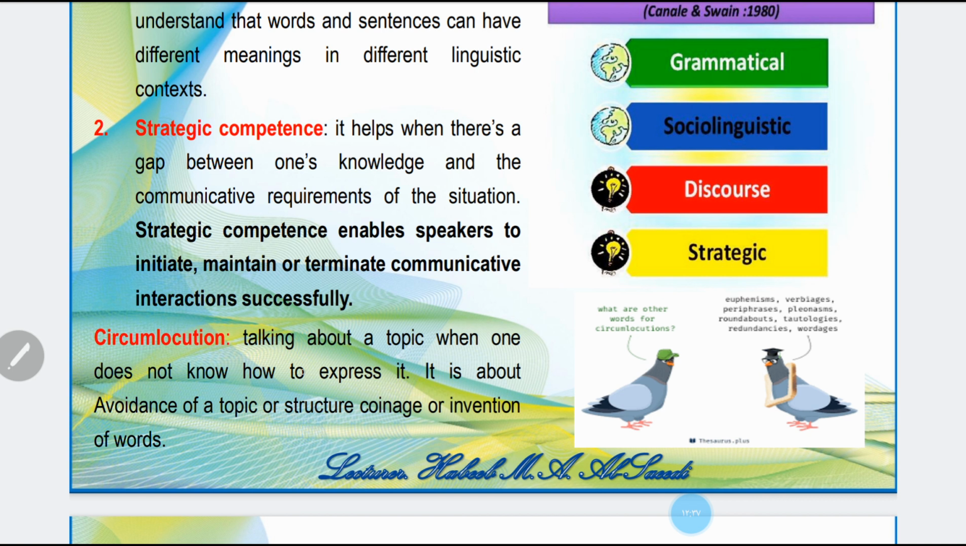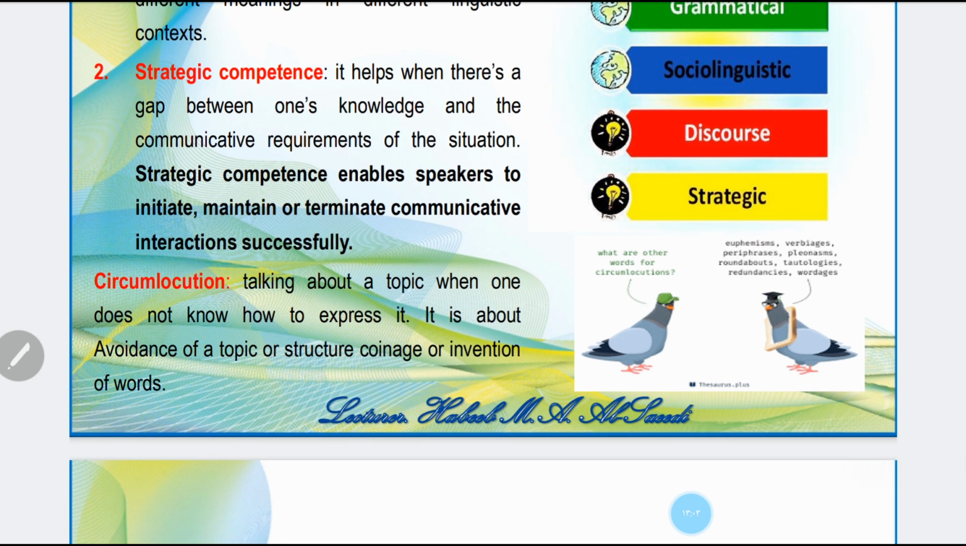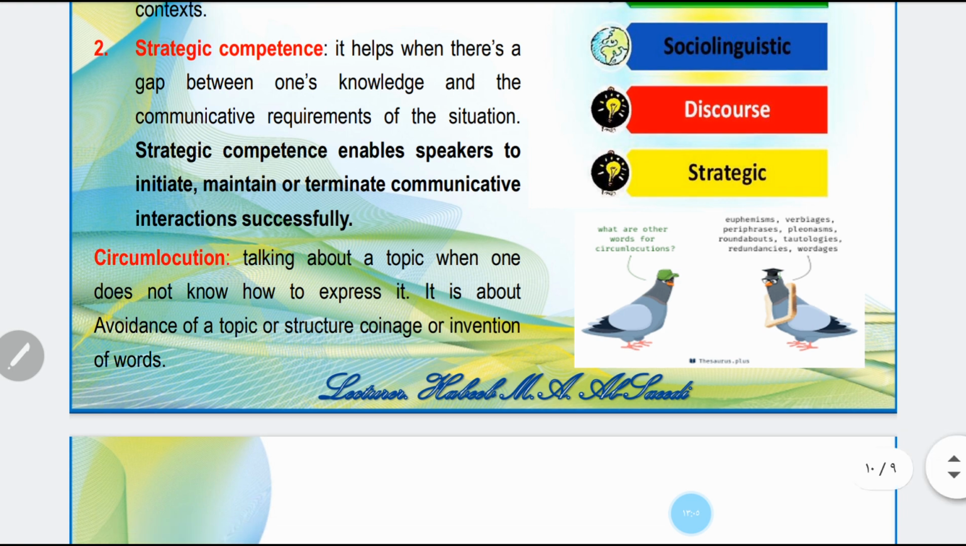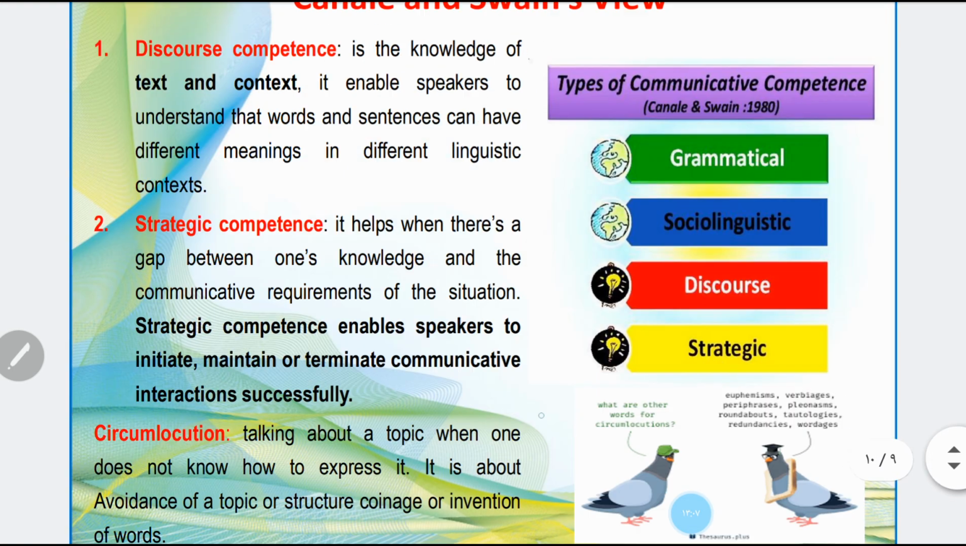Circumlocution here is talking about a topic when one does not know how to express it. It's about avoidance of a topic, or structure coinage, or inventing words. It is how to manage your conversation when you don't know how to express it. This is circumlocution, and this is the last point in this lecture.